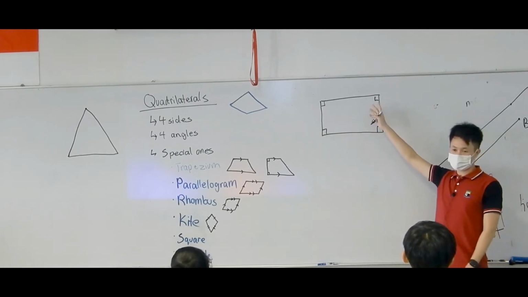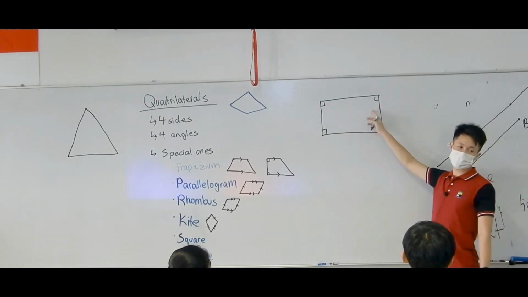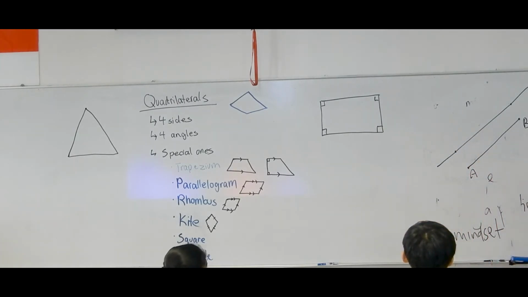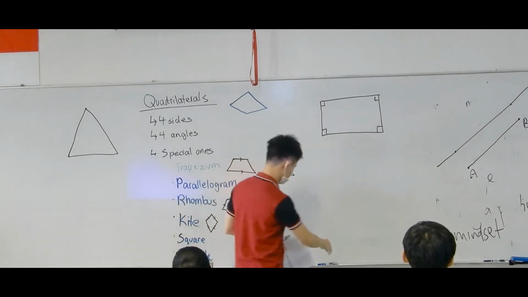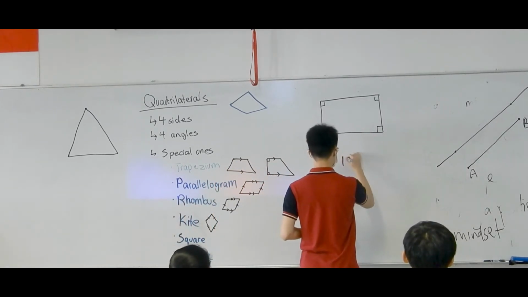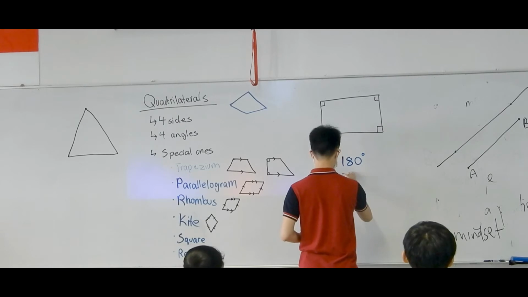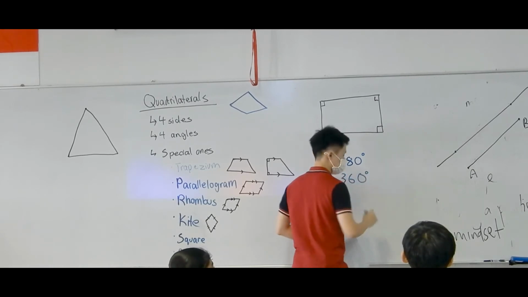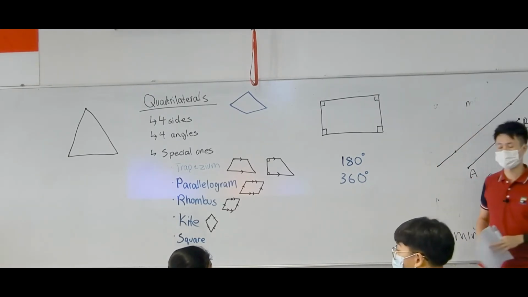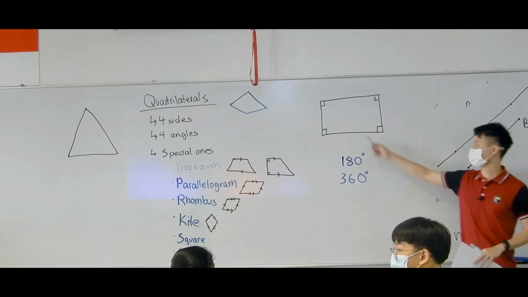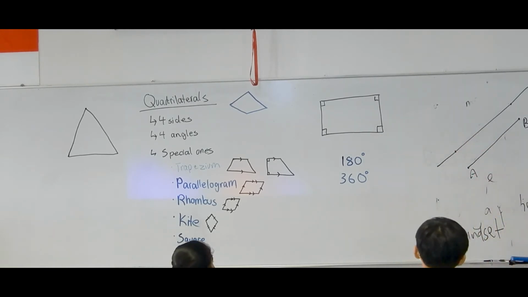But can you all try adding up all the angles? Based on what you see, it doesn't have to be 90 degrees. You add up all the angles together. What do the angles equal to? 180? 360? Some people say 180 degrees, some say 360 degrees. Which one? 360. Why 360? Add up 90 degrees? Are you sure?